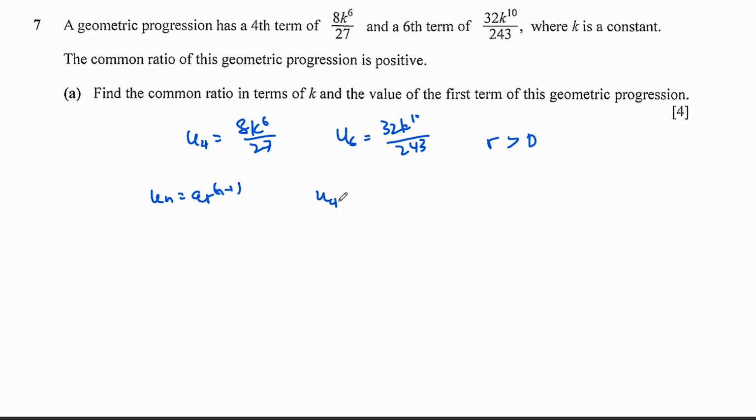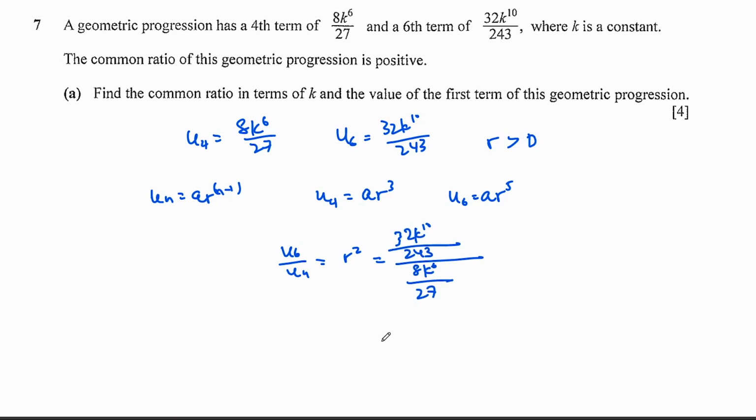terms. U4 will be ar power 3 and U6 will be ar power 5. So if we take U6 over U4, that will give us r squared. Okay, and we can also do this with the expressions that are being given. So we can try to do some mental arithmetic here. So 32 over 8, that's 4, right. So our r squared will be this one.